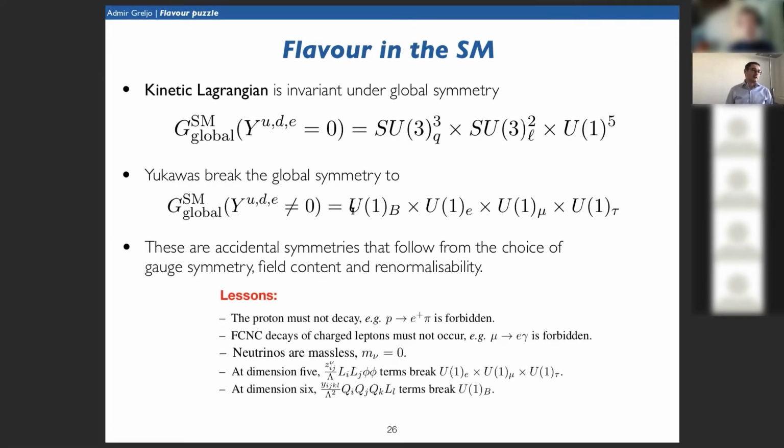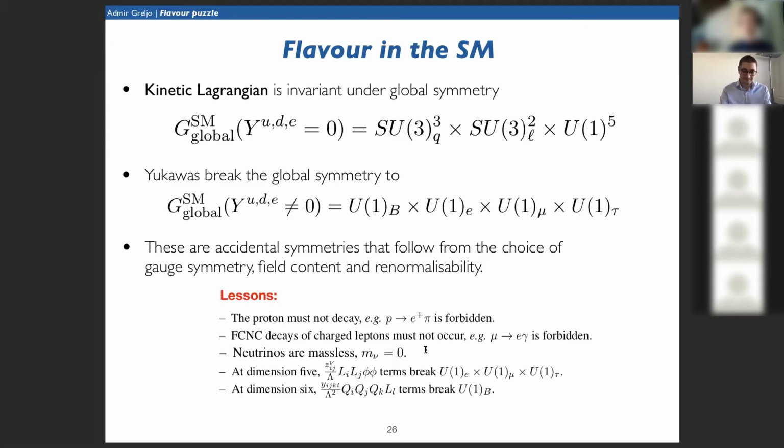There are some things that we can already learn from this. For example, proton decay is forbidden. Proton cannot decay because the proton is the lightest particle which has a baryon number. Then there are no flavor changing neutral currents in the charged lepton sector, so there is no lepton flavor violation. Lepton flavor violation is forbidden by these 3 U1s, one for each lepton flavor. So you cannot have something like muon going to electron photon in the standard model. And also neutrinos are massless. We don't have a right-handed neutrino in our field content, so we cannot write down the Majorana mass term at renormalizable level.